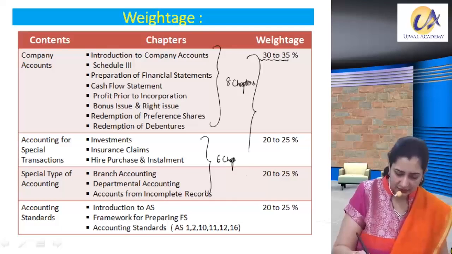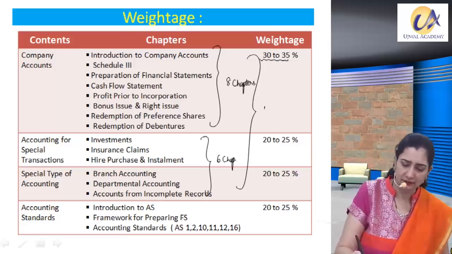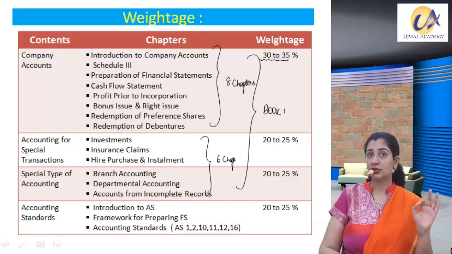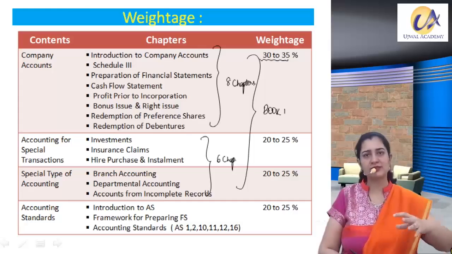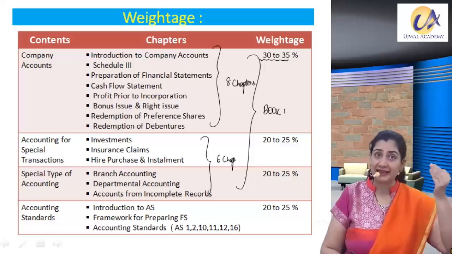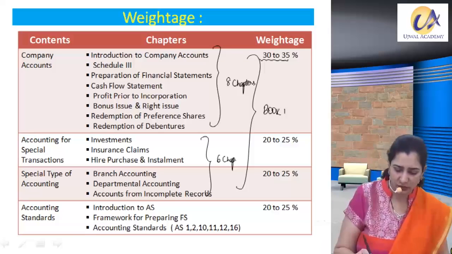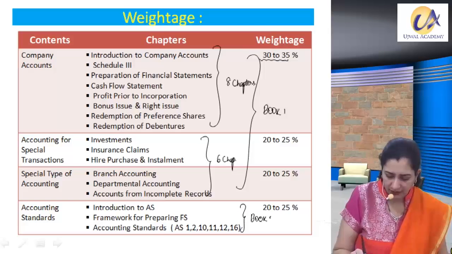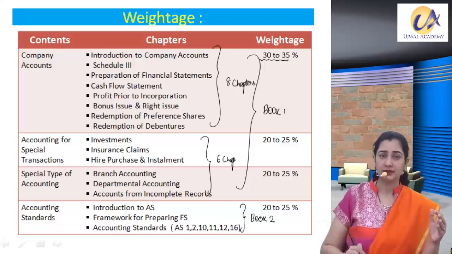And these 14 chapters are my book number 1. I told you we have 3 books, right? So my book 1 consists of all the chapters, and then we have got our accounting standards, which is my book number 2. Okay, can you see the weightage now?